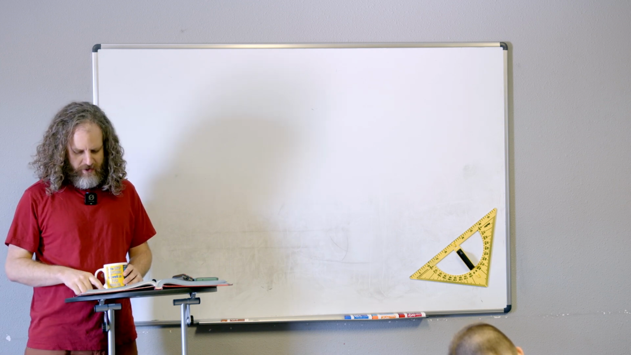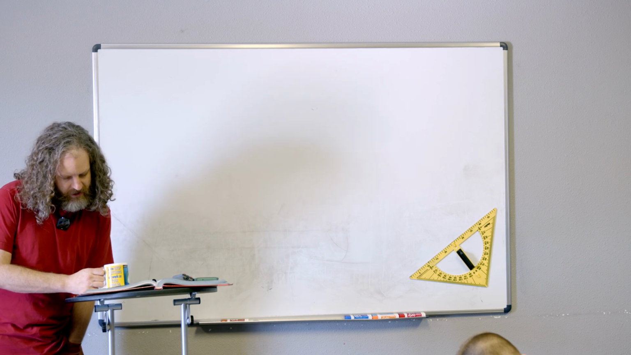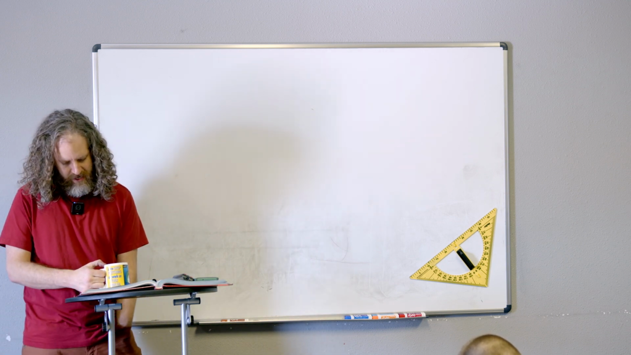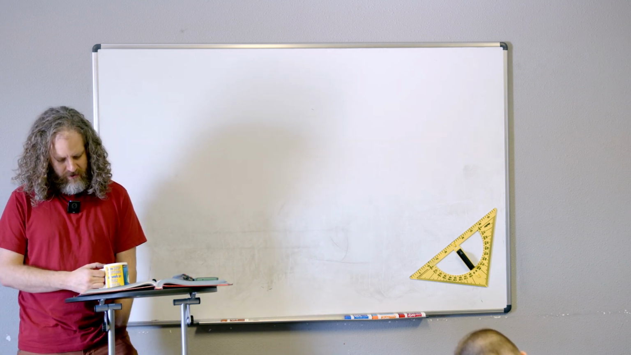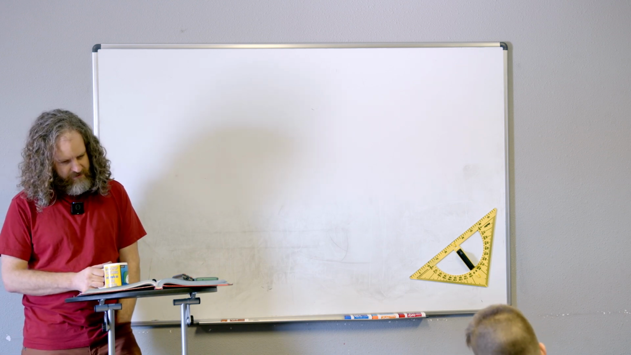34's point slope is y plus 4 equals 9 times x plus 1. Slope intercept is y equals 9x plus 5. Standard form is 9x minus y equals negative 5.